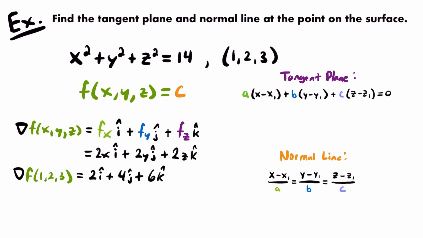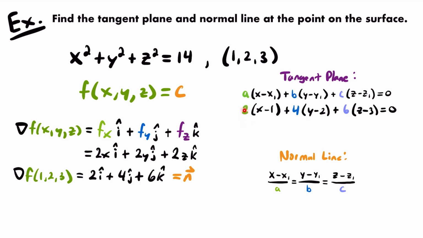This is our setup for the equation of a plane, where a, b, and c are the components of the normal vector. And so in this case, our gradient vector is the normal vector. That's what we want to use here. These components, so we'll have 2 times x minus the x coordinate of 1, plus b, which would be 4. That's the y component of the normal vector. And that's multiplied by y minus the y coordinate of 2. And then we have plus c, the z component of the normal vector, which is 6. So we have 6 times z minus the z coordinate of 3, and that's equal to 0.